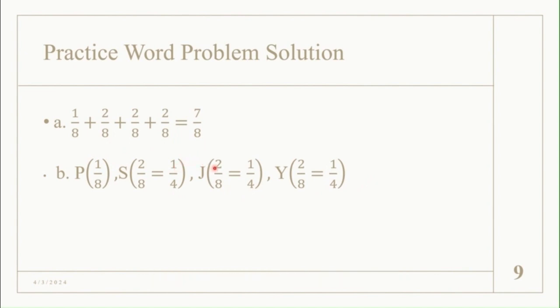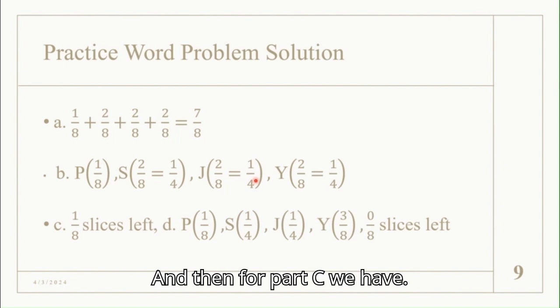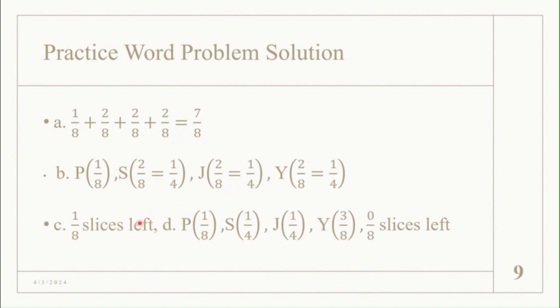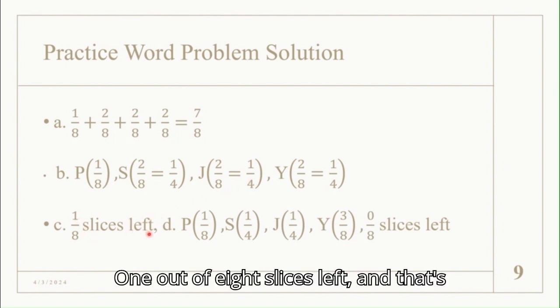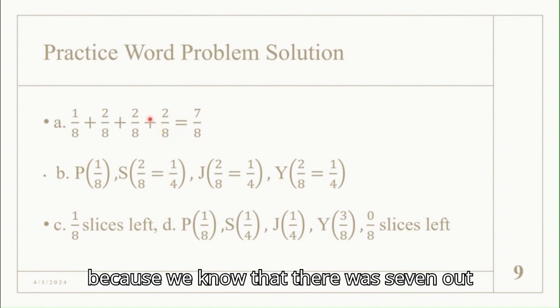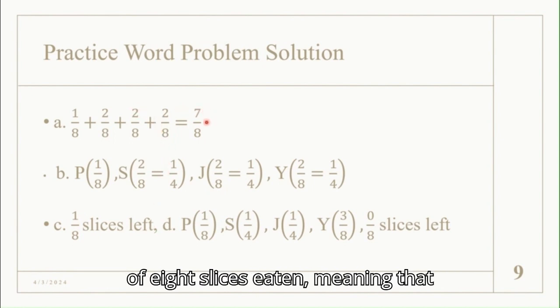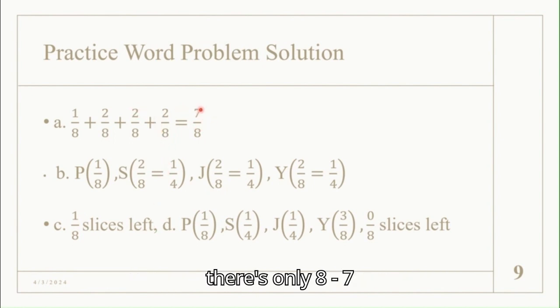And then for part C, we have 1 out of 8 slices left, and that's because we know that there was 7 out of 8 slices eaten, meaning that there's only 8 minus 7 left over, which is 1.